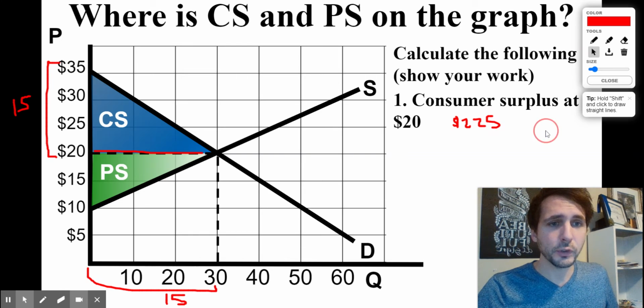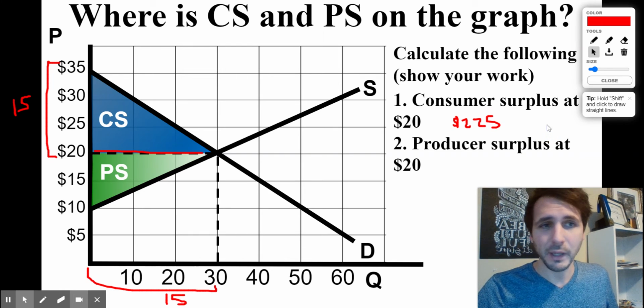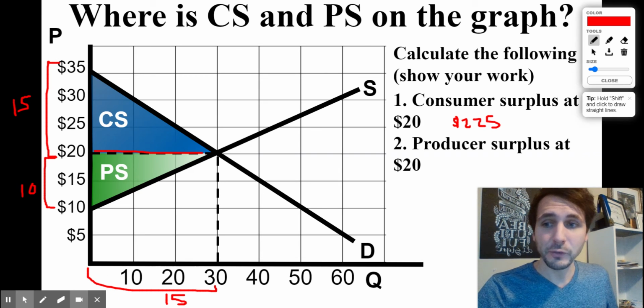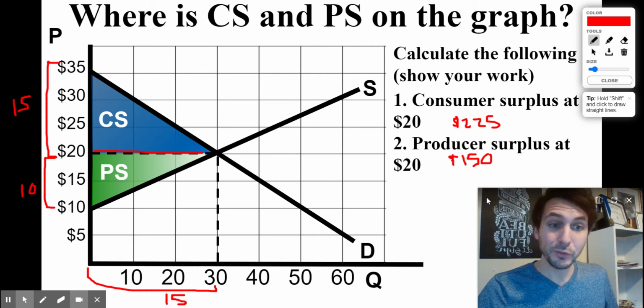Can you calculate producer surplus at $20? Well, of course you can. Again, we have our height here, which is 20 to 10, or 10. Our base is still 30. 1/2 of that is 15. So 10 times 15 is 150. Just calculating the area of triangles.